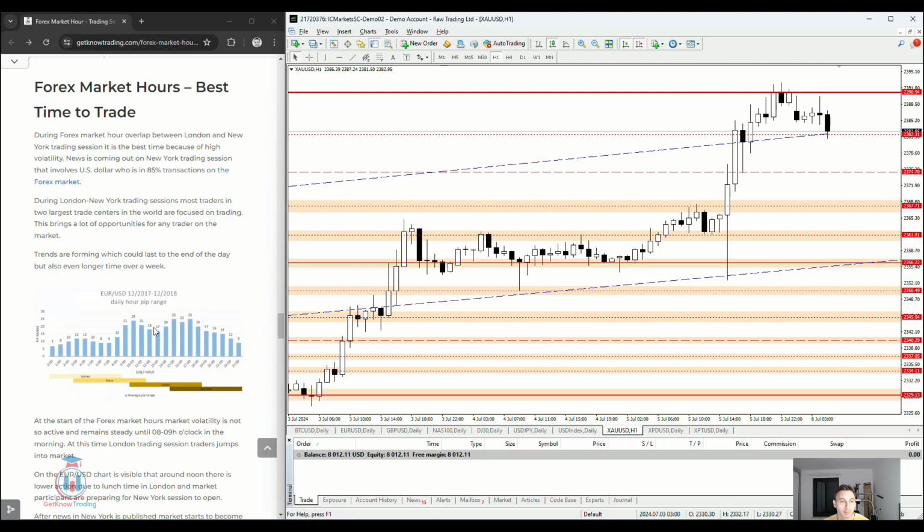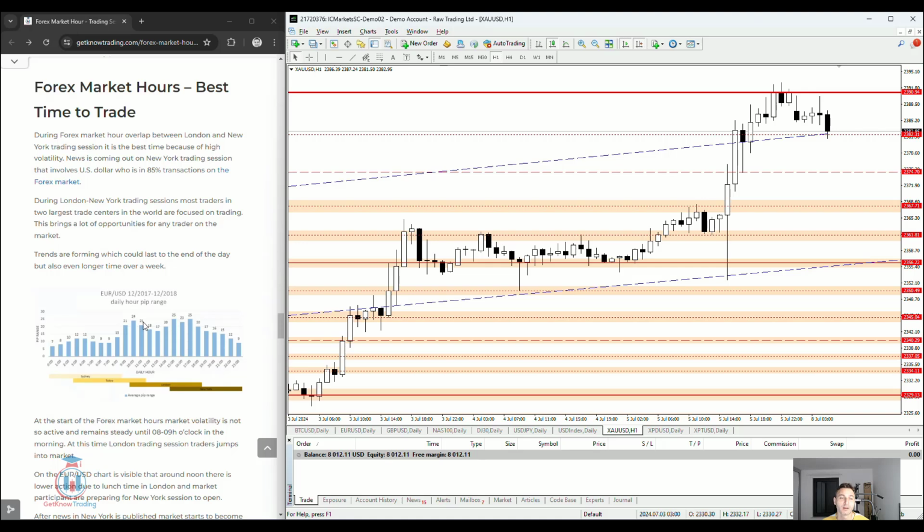Then when London starts, we can see that there is a larger pip movement on average, almost double. And then when there is an overlap between the London and New York sessions, we also have large pip movement. As the trading sessions close, London and then New York, this pip range is also reducing, coming back to the Tokyo and Sydney session average. So when you trade during the day, this is also one of the ways to pick your time.